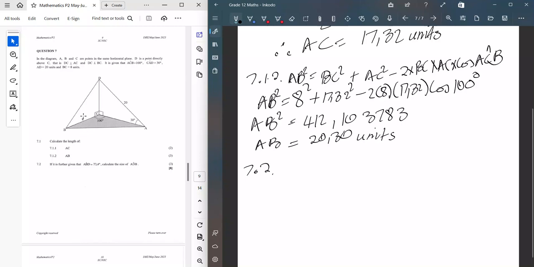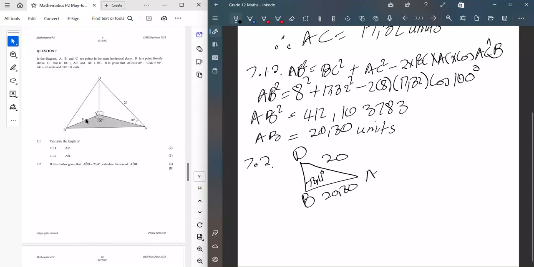All right, guys, we're not going to worry. It seems like here we must be using the sine rule. They gave us this angle, which is 73.4 degrees. We just calculated AB, which is 20,30 units, and we have AD. It is 20 units. Trust me, we use the sine rule. We are looking for the size of that angle.